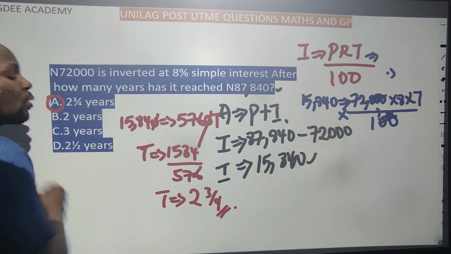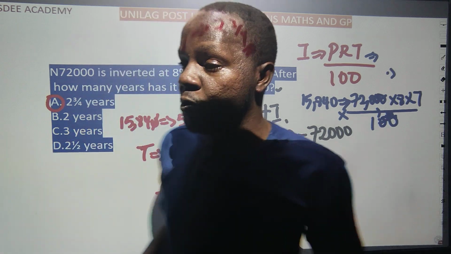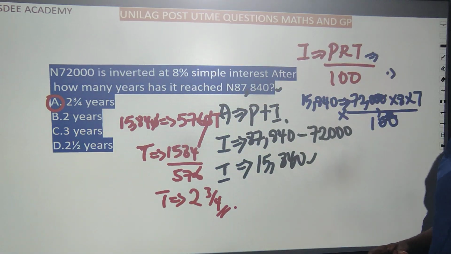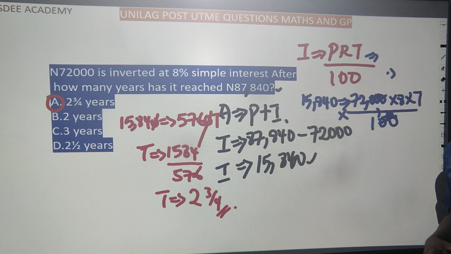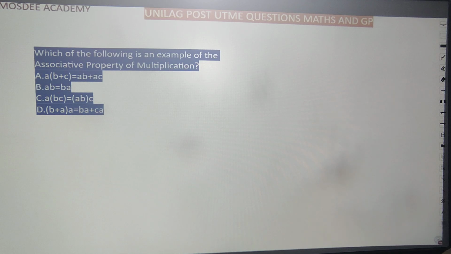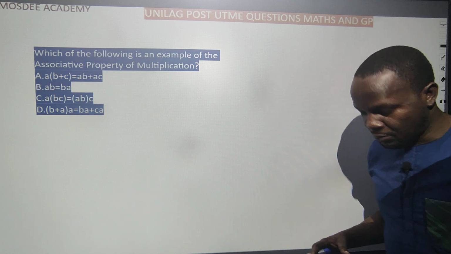So A will be correct for this question, but most of you will have actually done this straight, and you get the answer. But this is the way you are expected to do it: get the interest on it before you actually move forward. The next question. Thank you. I think this should be the last question now. I'm not sure. Okay, on mathematics.